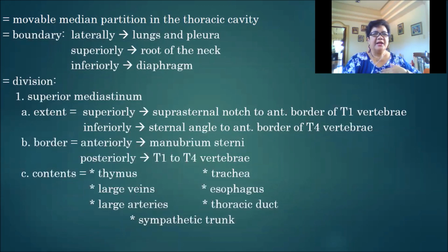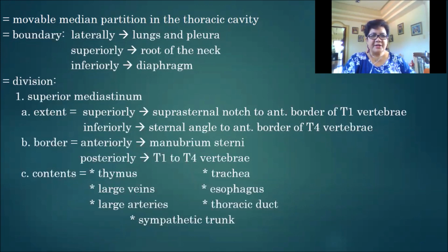Then anteriorly, it will be from the suprasternal notch of the sternum to the sternal angle of Louis, that elevation which will also approximate the position of the second rib. The anterior border is the manubrium sternae, from the suprasternal notch to the sternal angle. Then posteriorly, it will be bordered by your T1 to T4 vertebrae.